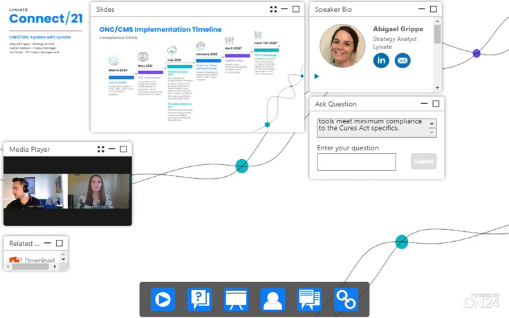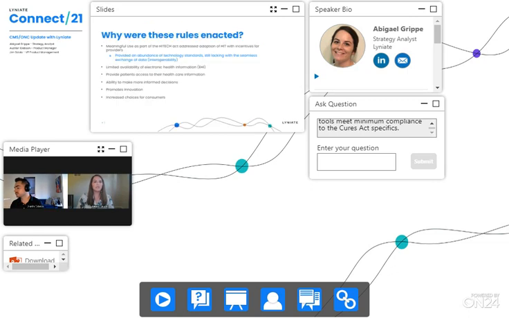Two outstanding pieces that are not yet required under law would be the eligibility state-to-state data exchange, and also the TEFCA piece was removed from final legislation. So I just wanted to give a high-level overview of the implementation timeline. The next piece we'll get into is why these rules were enacted.